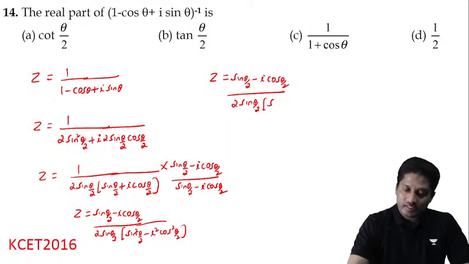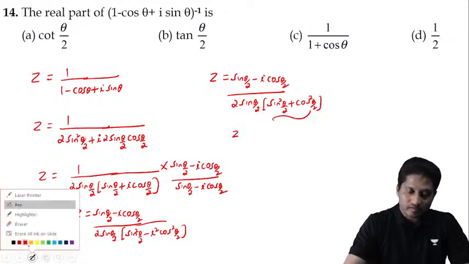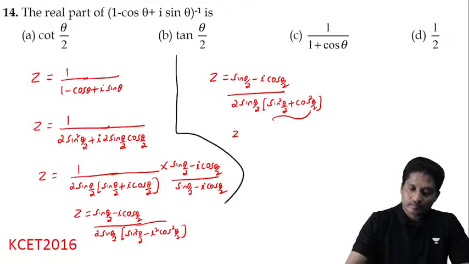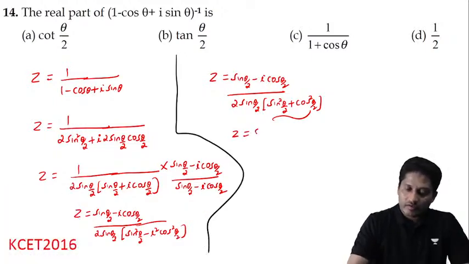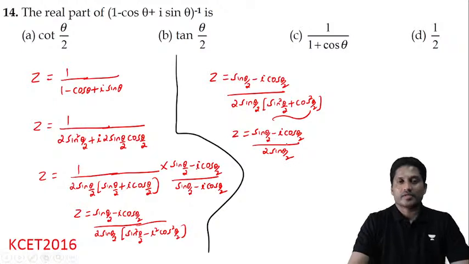Okay, this is sin square theta by 2, i square is minus 1, so this is plus cos square theta by 2. Sin square plus cos square is 1. So this becomes z is equal to sin theta by 2 minus i cos theta by 2, whole divided by 2 sin theta by 2. Cos square plus sin square is 1.